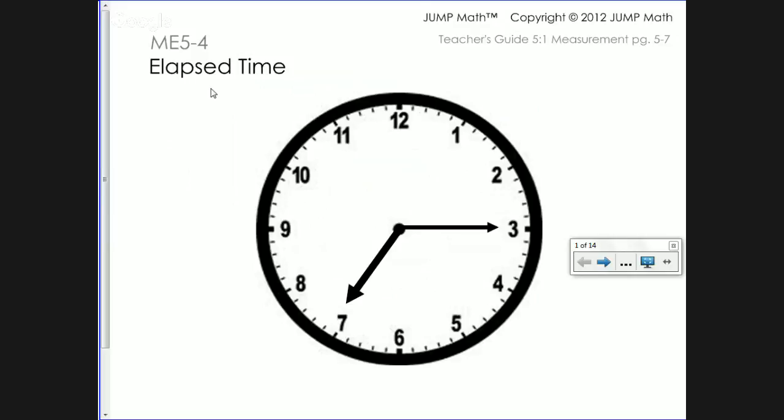This is lesson 4, elapsed time. Before we begin, you need to make sure that you have a duty clock and a dry erase board and marker so that you'll be able to try out the questions as we move along. For starters, I'd like you to set your clock to show the time that you're seeing on the screen, which is 7:15.